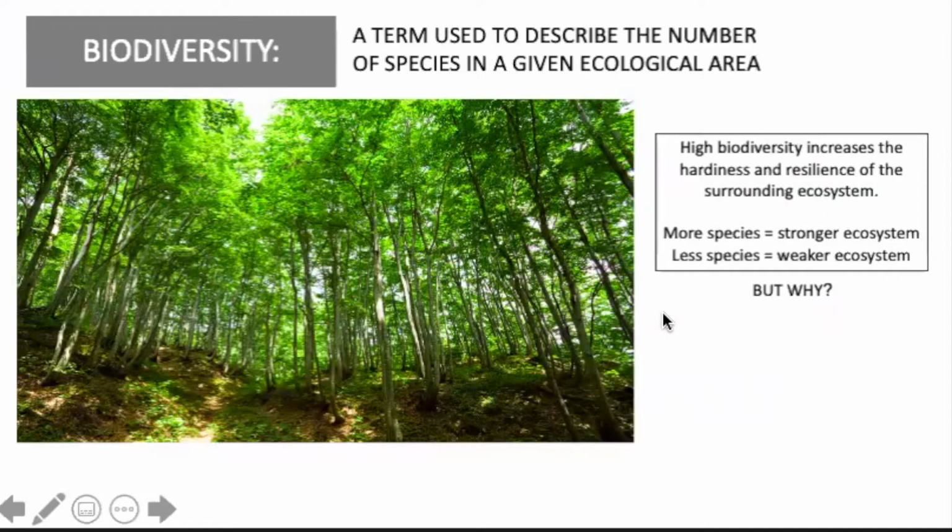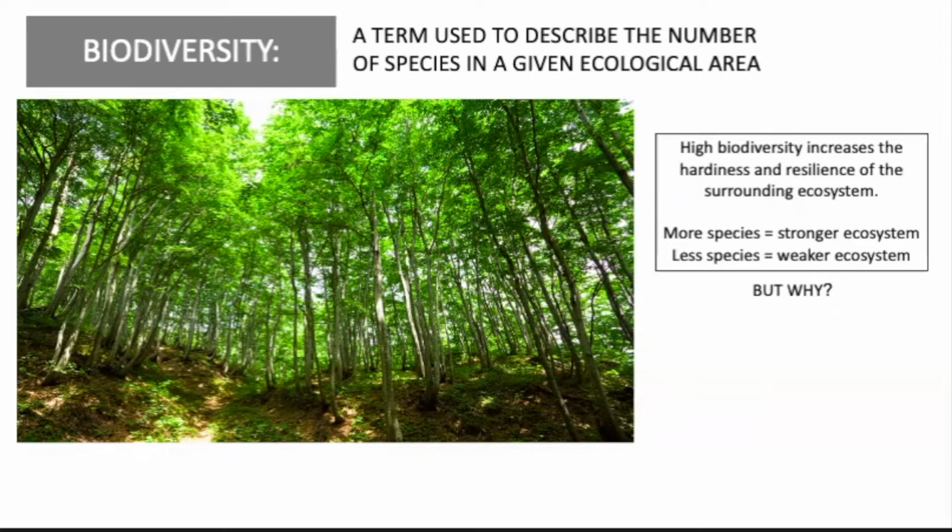So we'll start by just covering biodiversity. Biodiversity is a term that's used to describe the number of species in a given ecological area. When there's a lot of biodiversity, it actually increases the hardiness and resilience of the surrounding ecosystem. When there's more species, it will give a stronger ecosystem. When there's fewer species, you're going to have a weaker ecosystem.